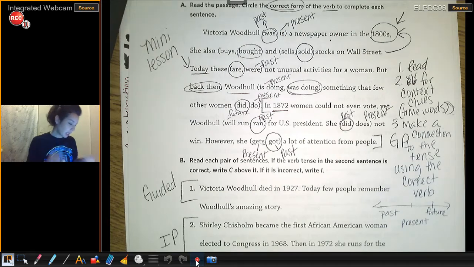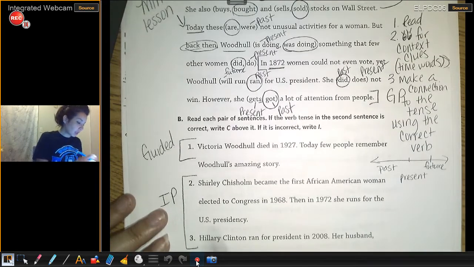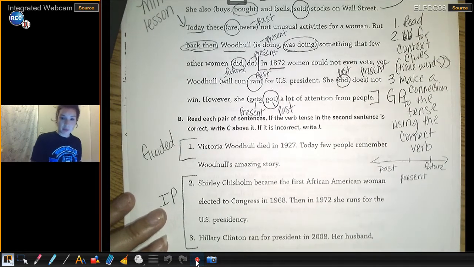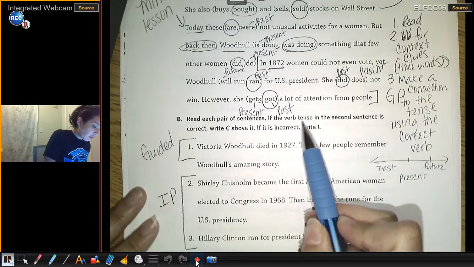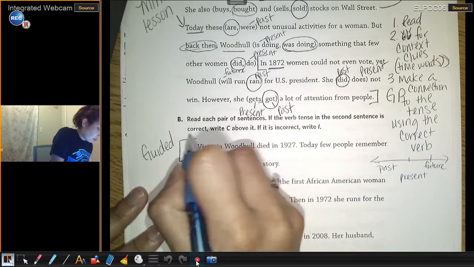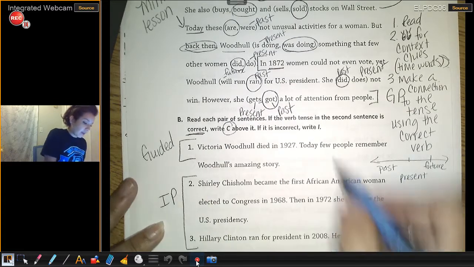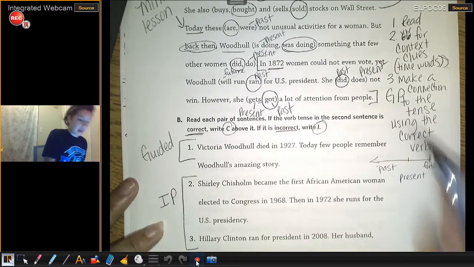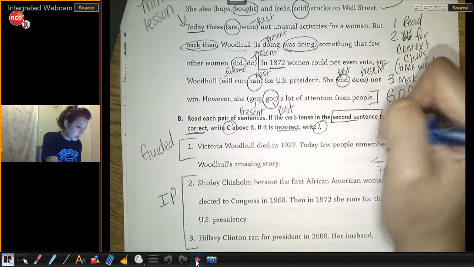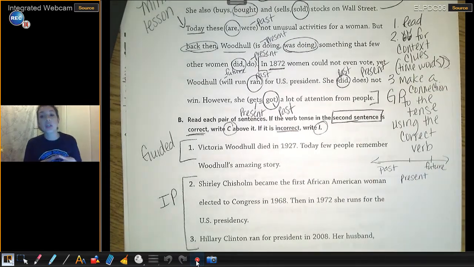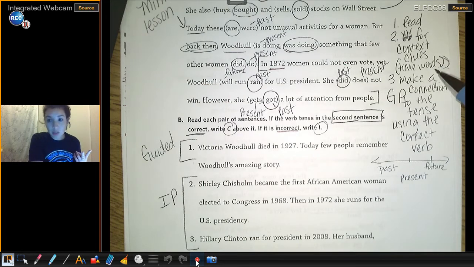Okay? Let's continue on. Let's look at number 1 and what you're going to do for your independent practice, okay? You're going to read each pair of sentences. If the verb tense in the second sentence is correct, you write a C. If it's incorrect, you write an I. What does that mean? So right here, we're focusing on the second sentence. How are we going to check it? By reading, looking for context clues using the time words, and make a connection to the tense using the correct verb. So let me show you what that looks like.